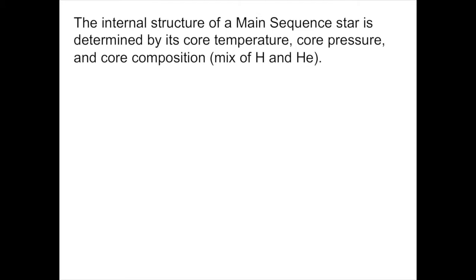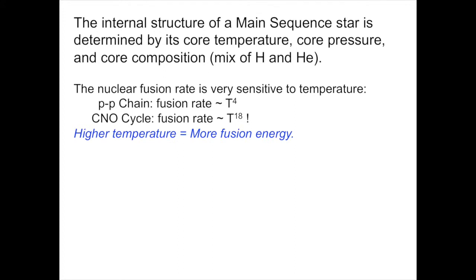The internal structure of a main sequence star is determined by its core temperature, its core pressure, and its core composition, the mixture of hydrogen, helium, and other heavy elements. The nuclear fusion rate, as we've already seen in a previous lecture, is very, very sensitive to temperature. To remind you, the proton-proton chain has a fusion rate that is proportional to temperature to the fourth power, and the CNO cycle has a fusion rate that is proportional to temperature to the 18th power. The CNO cycle is profoundly sensitive to small changes in temperature, but both work in the same way. Higher temperatures in the core lead to more fusion energy being generated.